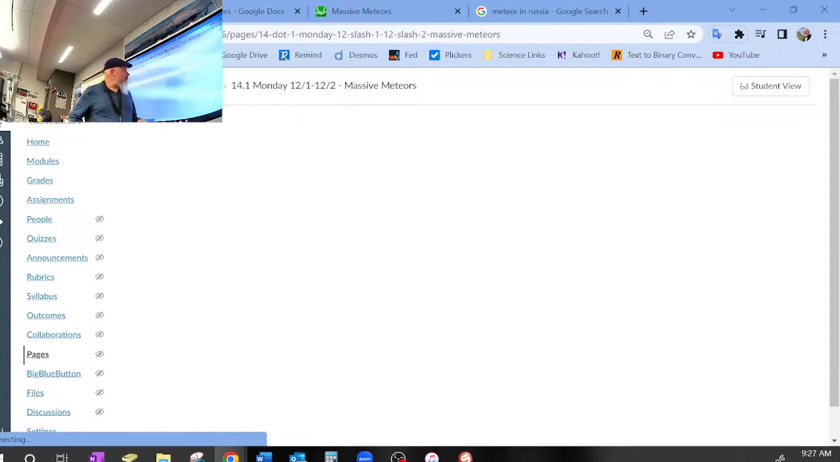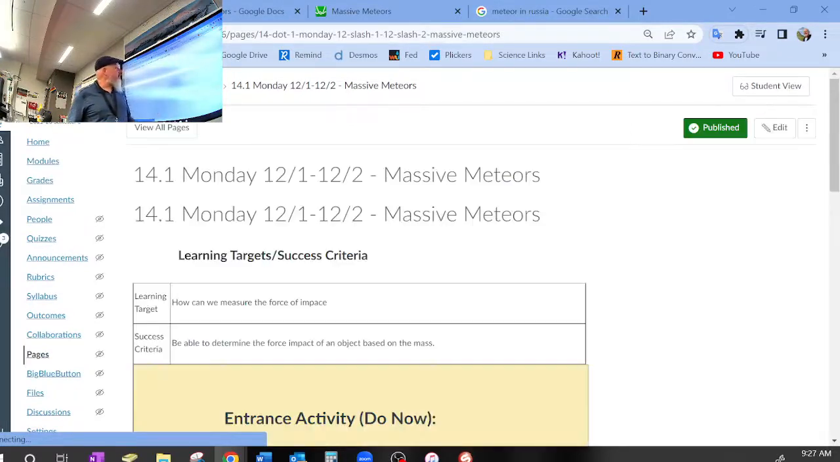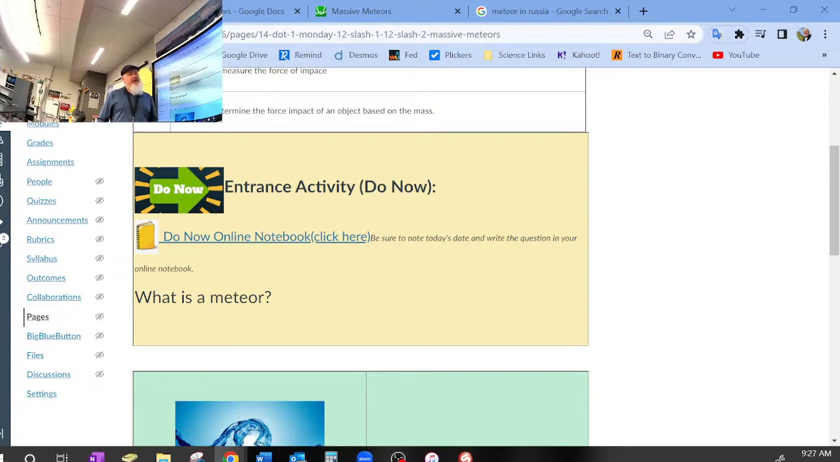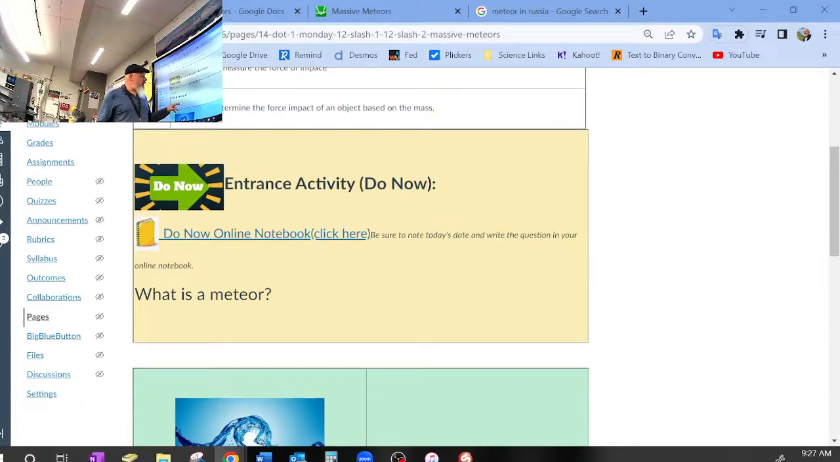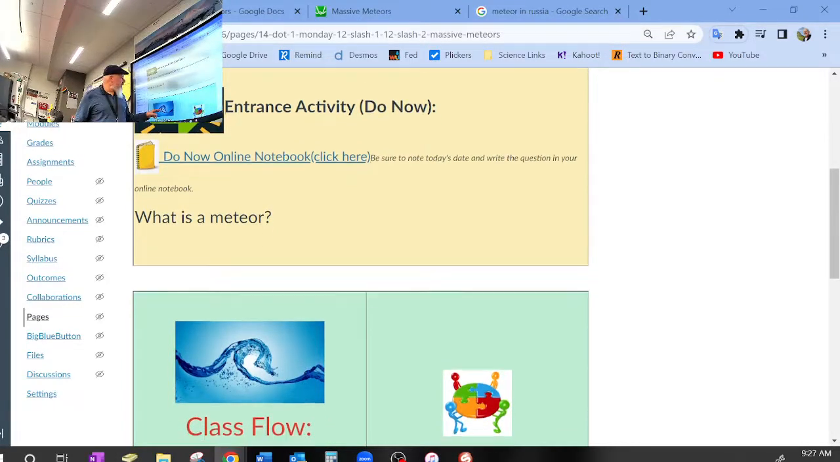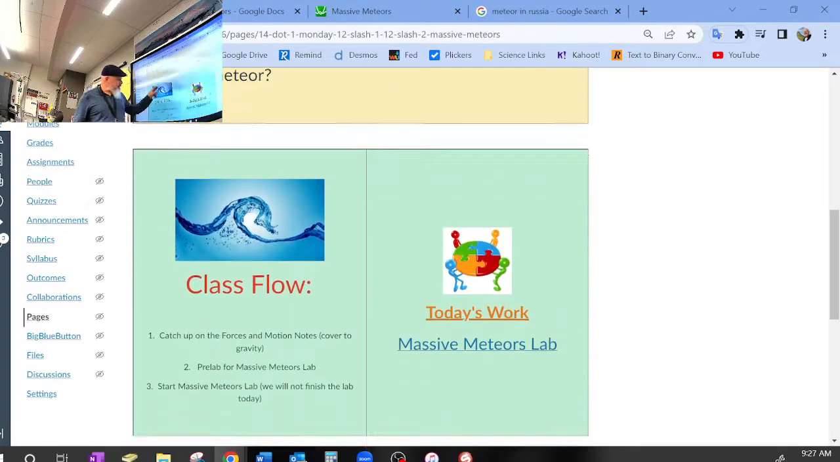Hopefully things went well and we had a nice little discussion about your do now that you put into your notebooks about what exactly is a meteor. And we talked about meteors as just very small chunks of rock falling towards the Earth, leaving a streak in the sky. That was the basic gist of that.